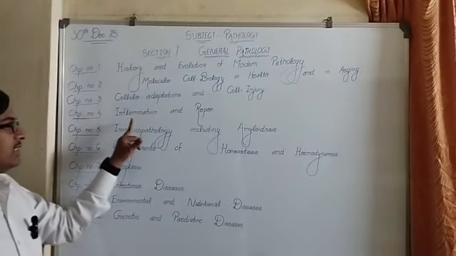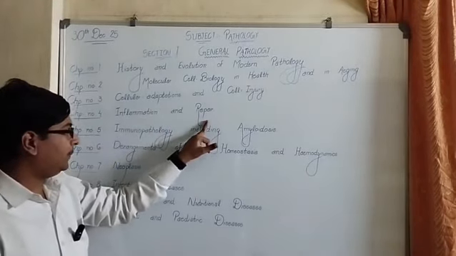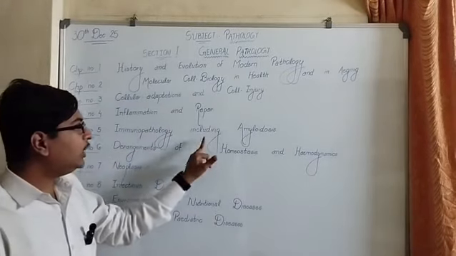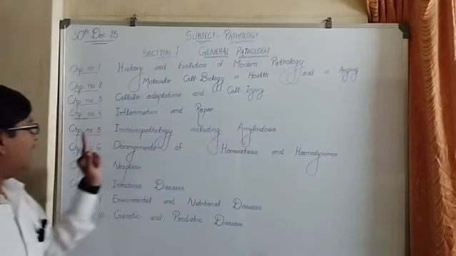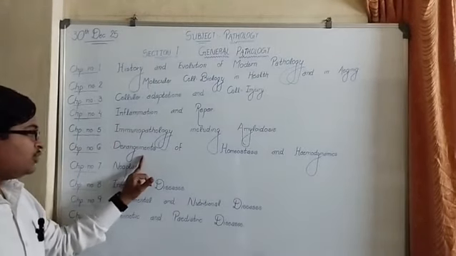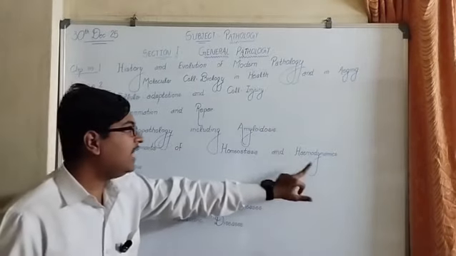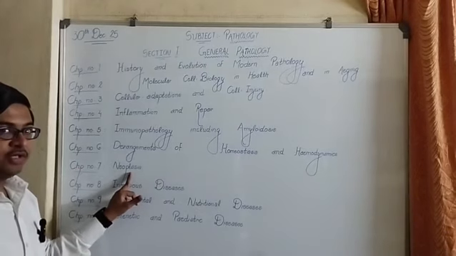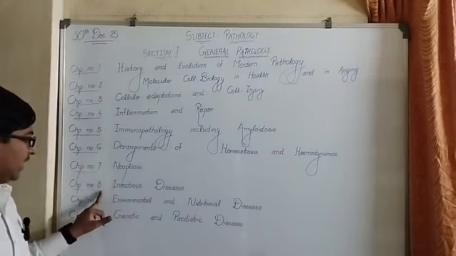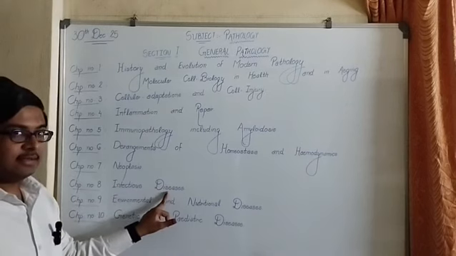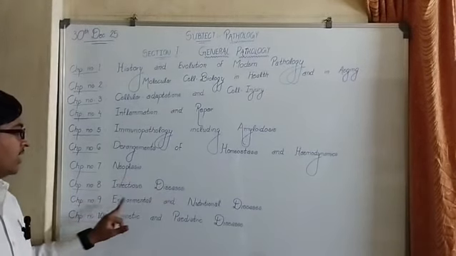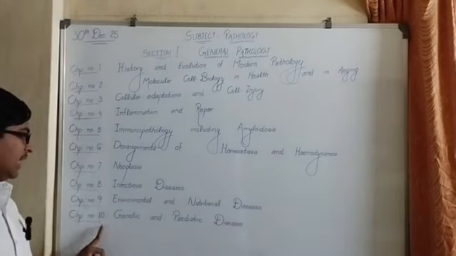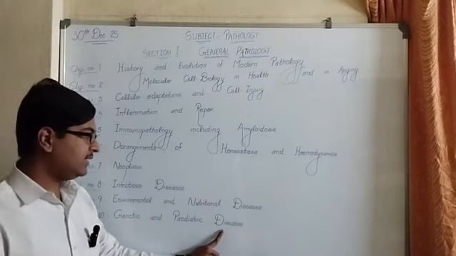Chapter number 4 is inflammation and repair. Chapter number 5 is immunopathology including amyloidosis. Chapter number 6 is derangements of homeostasis and hemodynamics. Chapter number 7 is neoplasia. Chapter number 8 is infectious diseases. Chapter number 9 is environmental and nutritional diseases. Chapter number 10 is genetic and pediatric diseases.